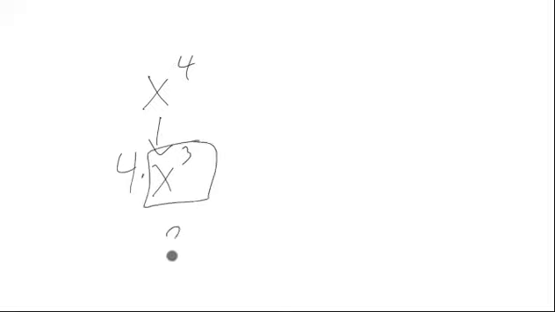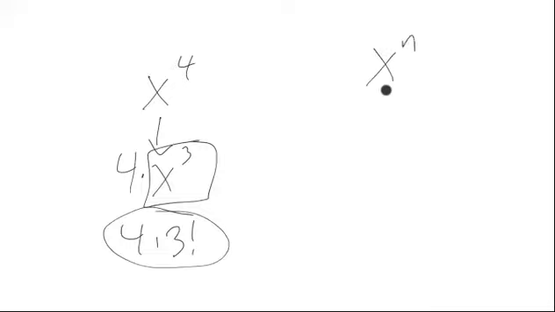So we start with x to the fourth. We take one derivative, x cubed, but the 4 stays on the outside. And we already know right here that this derivative is 3 factorial. Then we're done. So in general, let's see what we would do. If we have x to the n, what happens? We take one derivative. We get n times x to the n minus 1.